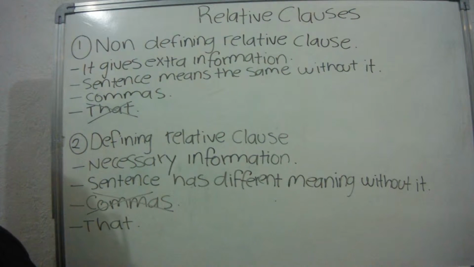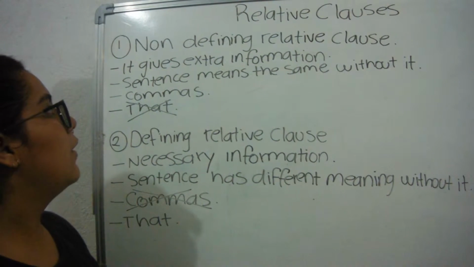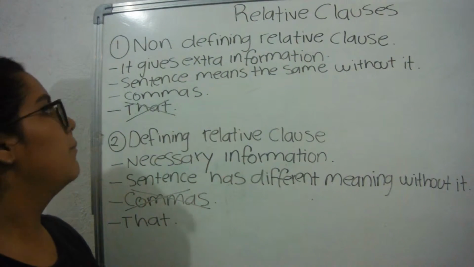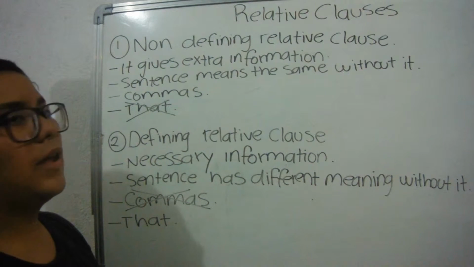Here we have in number 1 non-defining relative clauses. In the first step we can see that it gives extra information. In the second one it says that the sentence means the same without it. And in the third one it uses commas. And in the fourth one it doesn't use the word that.